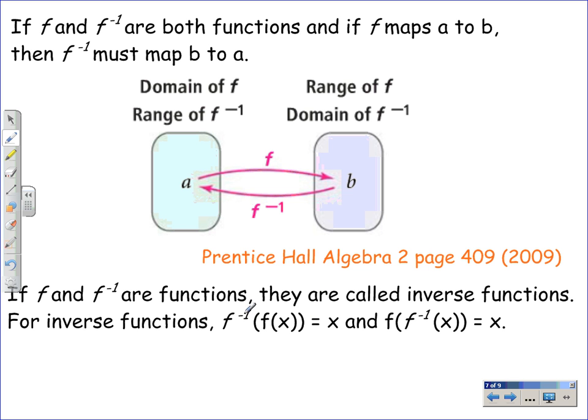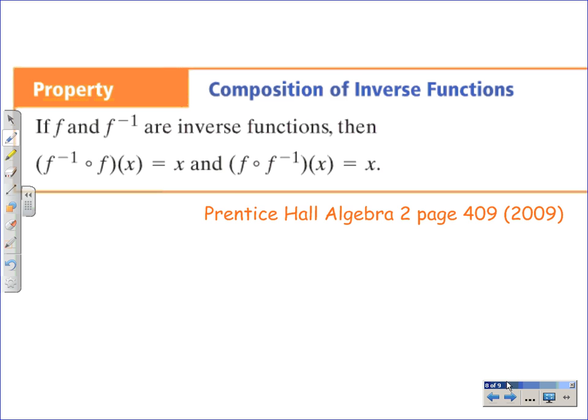For inverse functions, f inverse of f of x is equal to x, and f of f inverse of x is equal to x. In essence, if you do the composite function of an inverse function on itself, or the function on the inverse function of a particular value, you're going to get that same value out. And that brings up this property, the composition of inverse functions. If f and f inverse are inverse functions, then f inverse composed with f of x is equal to x, and we can reverse that order. f composed with f inverse of x is equal to x.